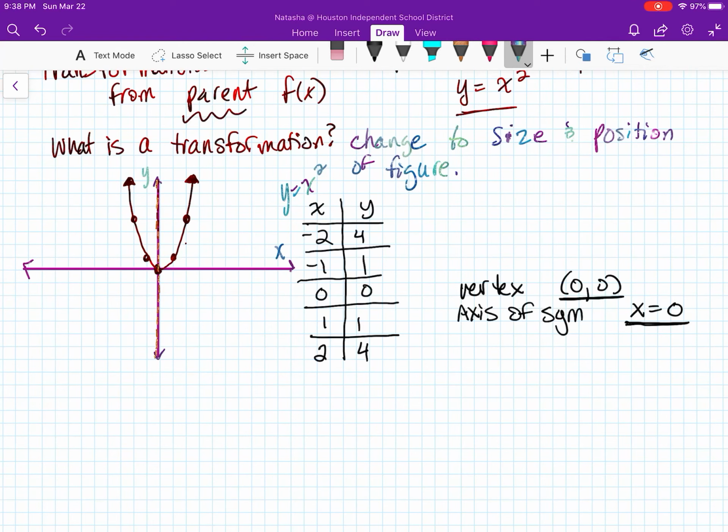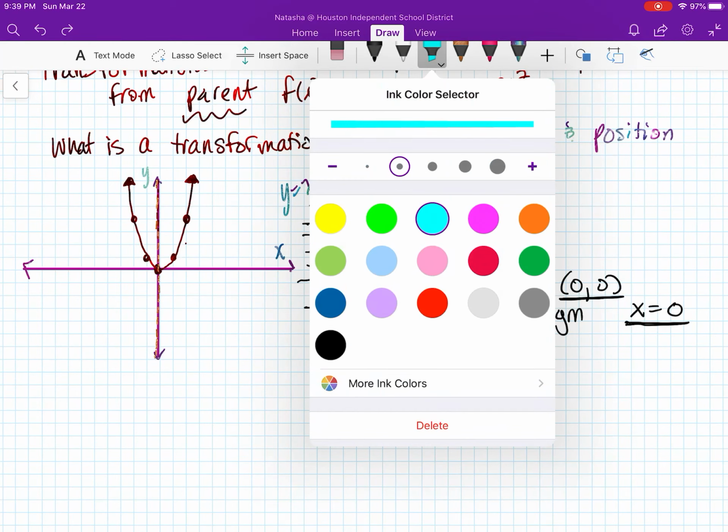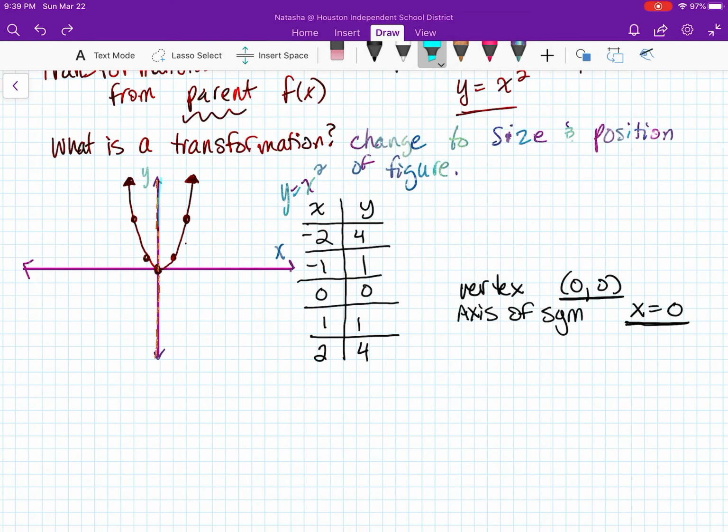And just like we talked about before, what is our vertex, what is our axis of symmetry. In this case, with the parent function, your axis of symmetry is your y-axis. So this line right along here, that is your axis of symmetry. Here, let me highlight it. So that line there is your axis of symmetry for the parent function.